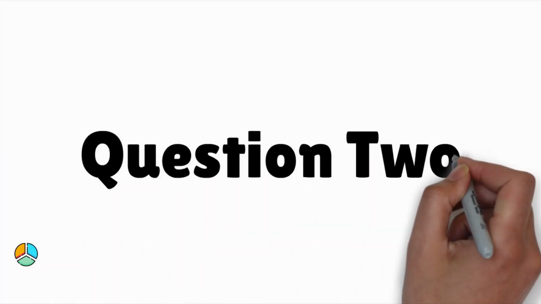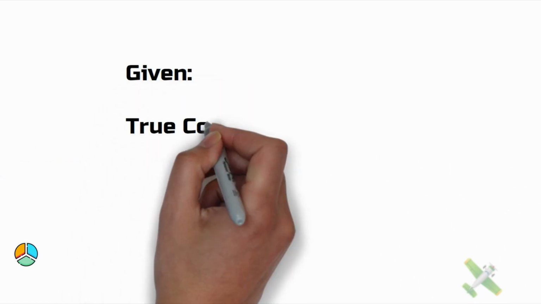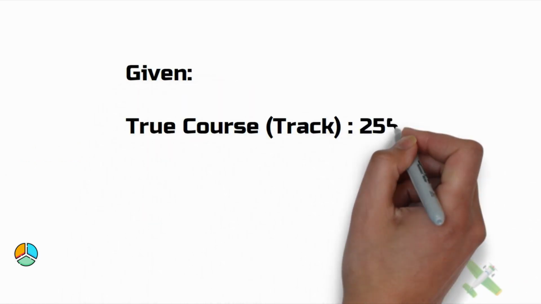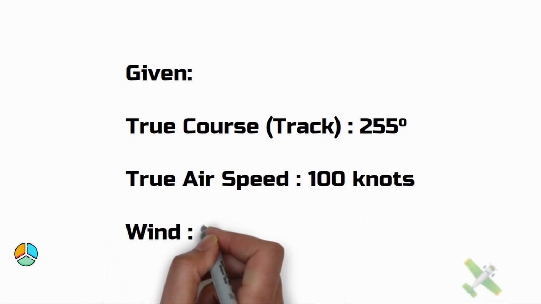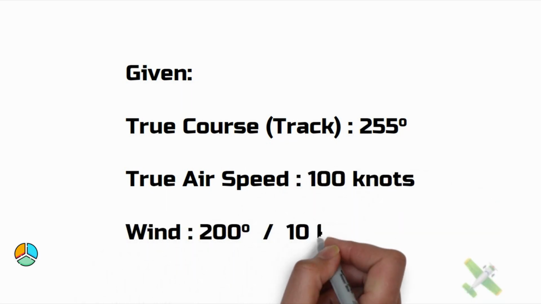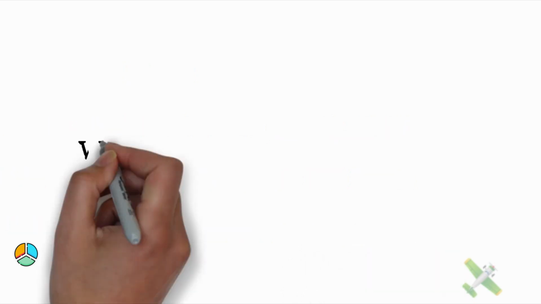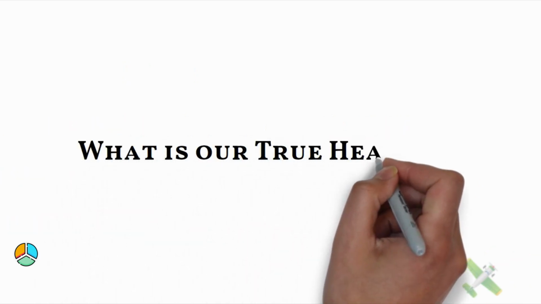On our second question, we have been given true course as 255 degrees, true airspeed as 100 knots, wind direction of 200 degrees, and finally wind velocity of 10 knots. Now the question is, what is our true heading?